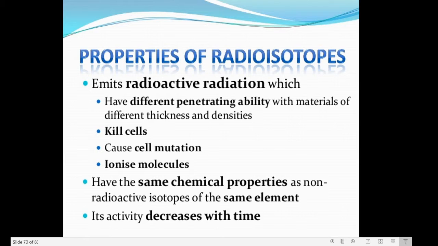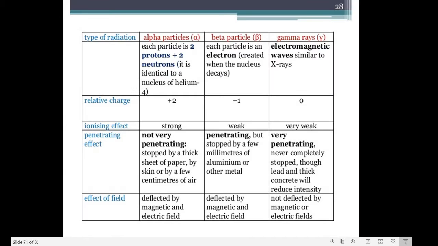They decrease with time. The radioactive detection time is very short. Here they mentioned three types of particles: alpha particles, beta particles, and gamma particles. An alpha particle is 2 protons and 2 neutrons. Beta particles are electrons. Gamma rays are electromagnetic waves, similar to X-rays. First, alpha particles are identical to the nucleus of helium-4.